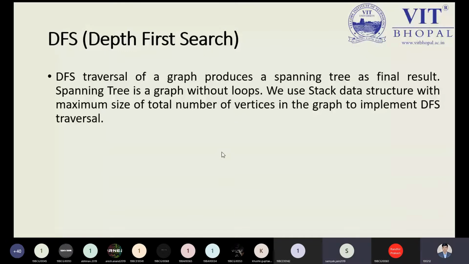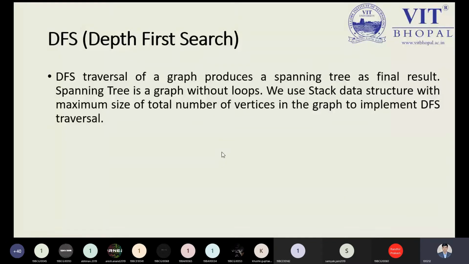Yes, sir. So what are those points? DFS is a spanning tree, and a spanning tree means a graph without a loop. This is a tree, or rather its representation will be like a tree, so that's why the name spanning tree is given. And in this case we use the stack data structure.